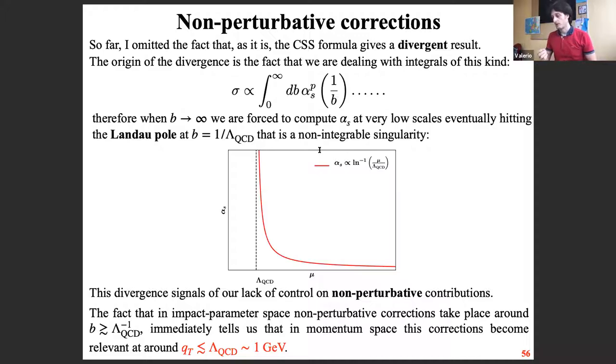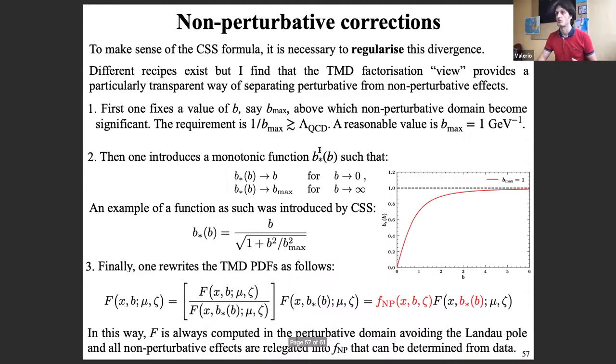Just to give you an idea of where these contributions are relevant: this divergence takes place when b is of the order of or larger than lambda QCD to the minus one. Since b is the Fourier conjugate variable of the QT of the Z, we expect non-perturbative contributions to become relevant when QT is of the order of or less than lambda QCD. Here we are talking about around 1 GeV. So when QT becomes of the order of 1 GeV, non-perturbative contributions are relevant, and we need to take them into account.